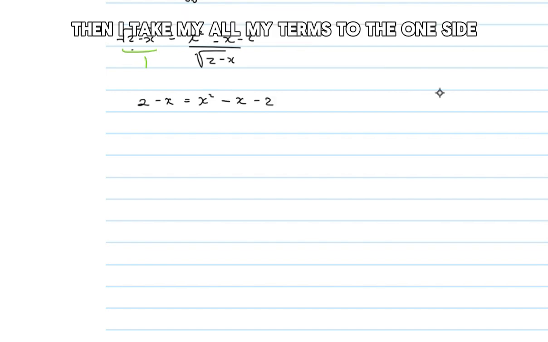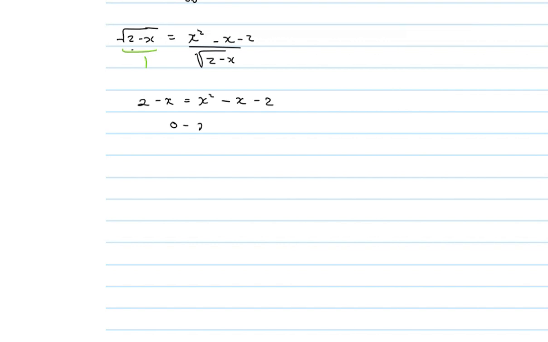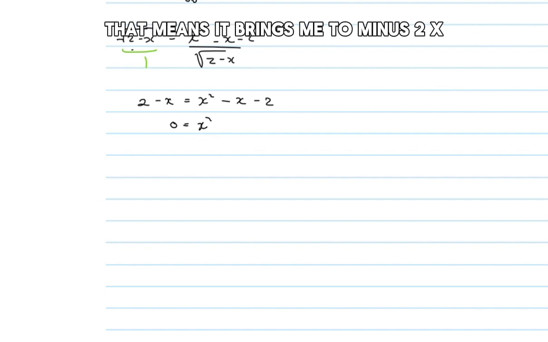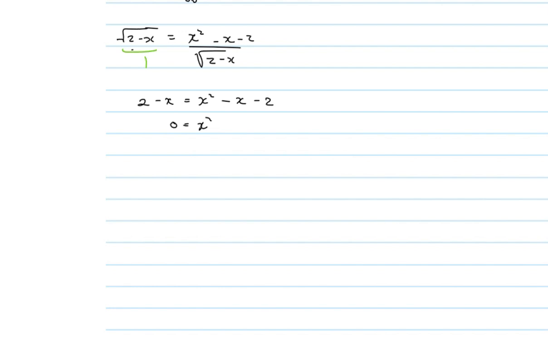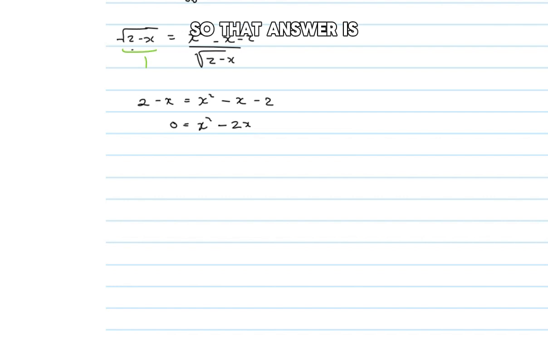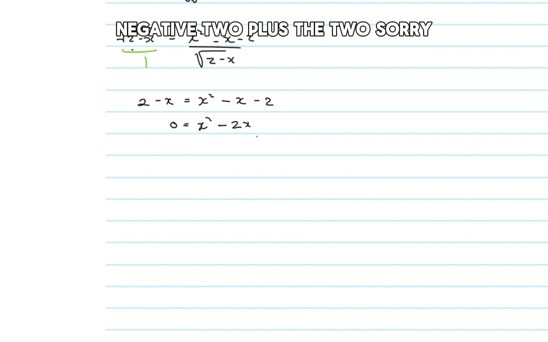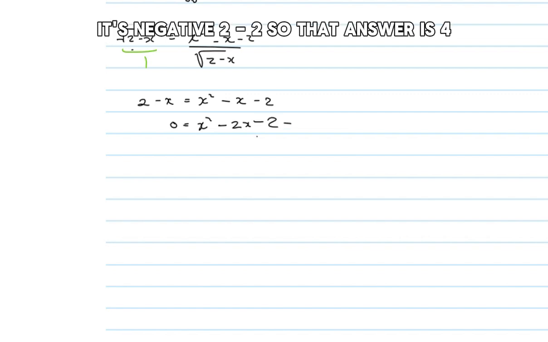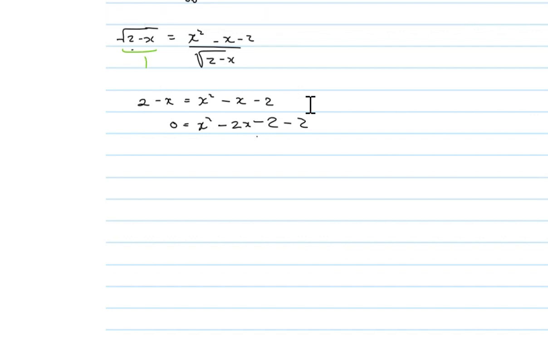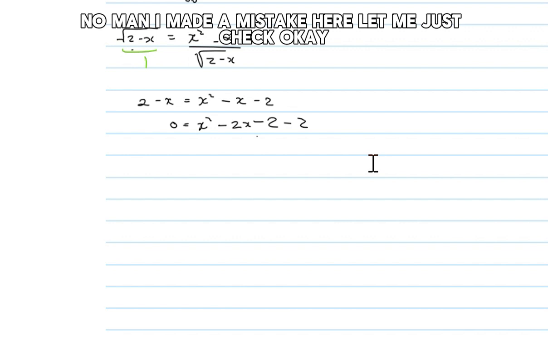Then I take all my terms to the one side, so that's going to be 0. X squared, then it's going to be minus x, that means it brings me to negative 2x, minus 2 plus 2, so that answer is negative 2 minus 2, so that answer is 4. So it's this 2, and then I bring that one over. Oh man, I made a mistake here. Let me just check. Okay, let's write it out.